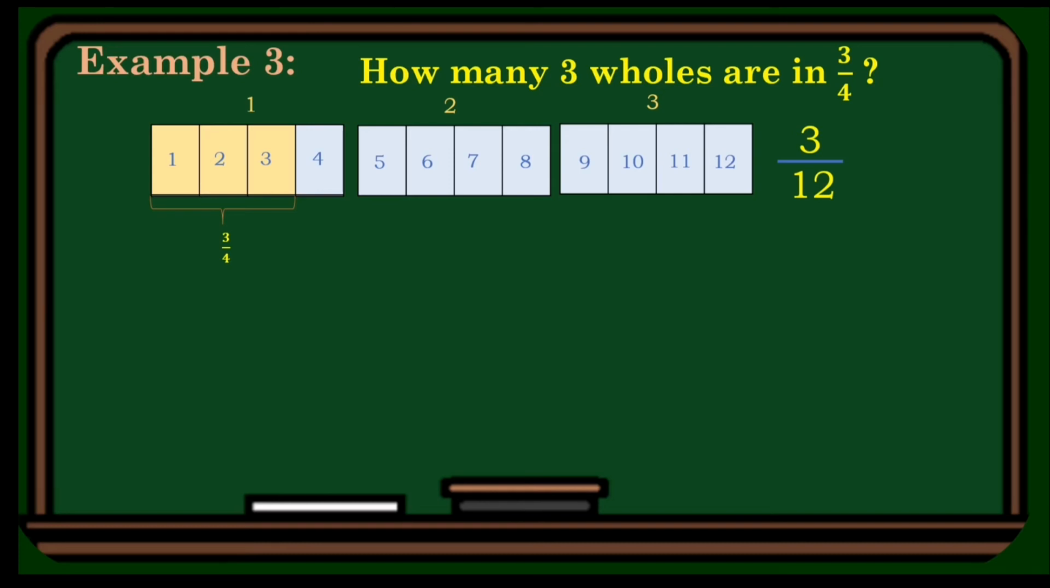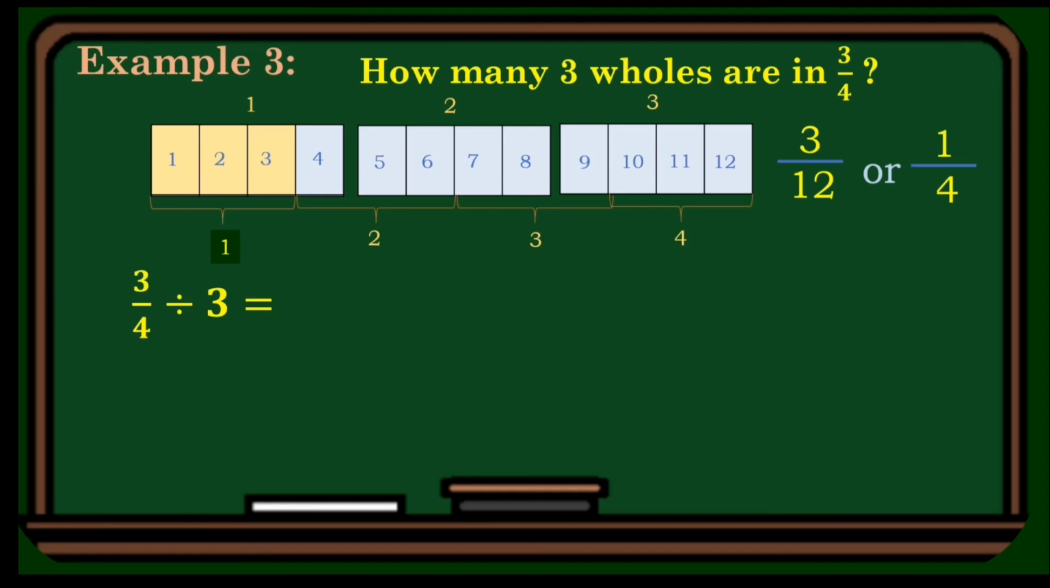Representing it in a fraction, that is 3/12, or we have 4 groups of 3 and 1 group is shaded. So 1/4. 3/12 or 1/4. Using a reciprocal, our equation would be 3/4 divided by 3 equals.